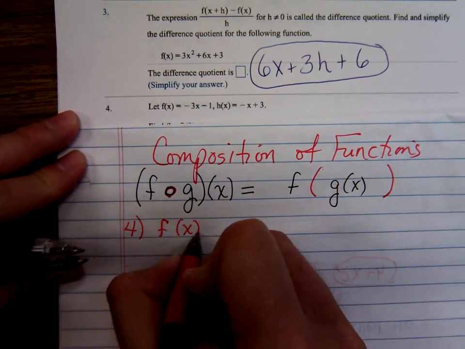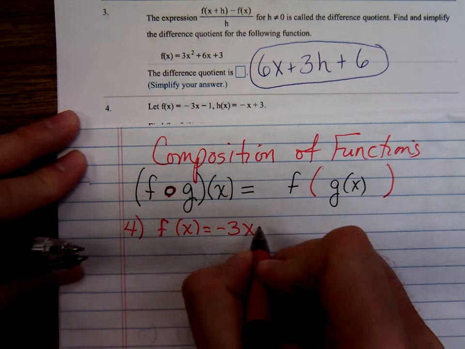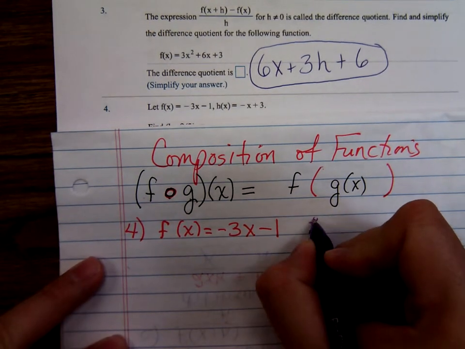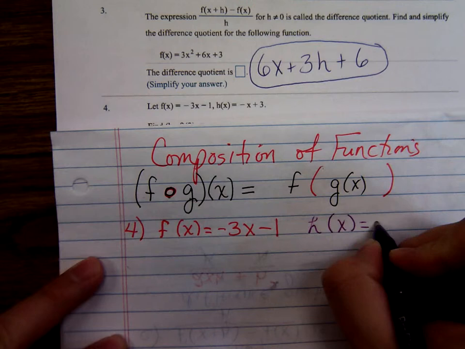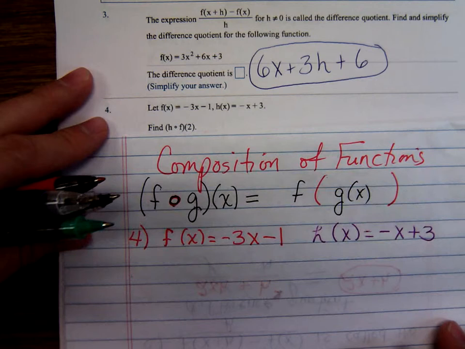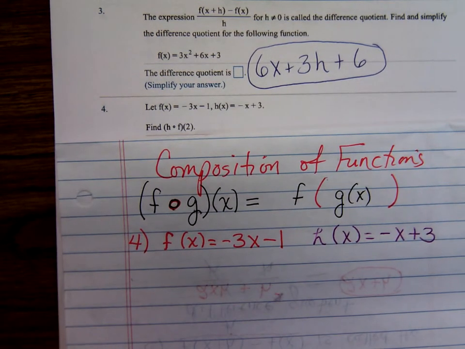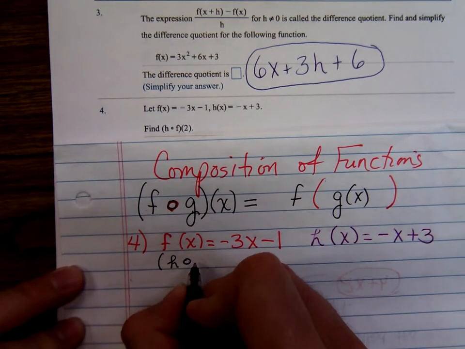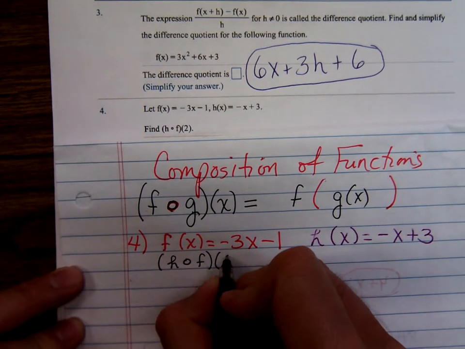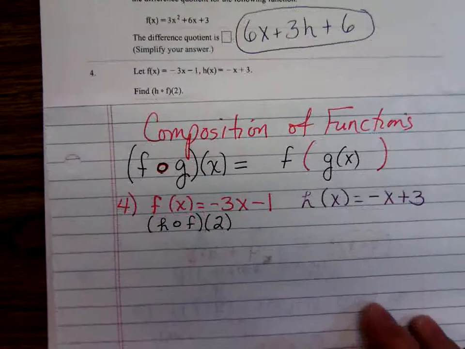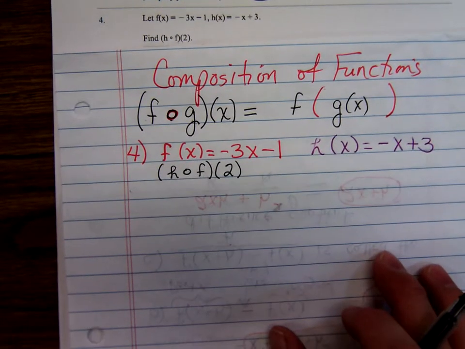F of x is negative 3x minus 1. And h of x is negative x plus 3. And let's look at what it tells you to find. It says find h of f of 2. H of f of 2. I'm lifting this up a little. Right there.